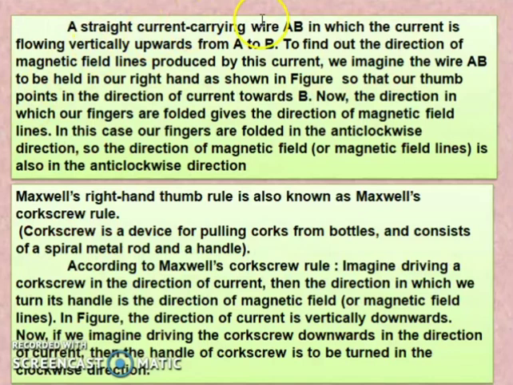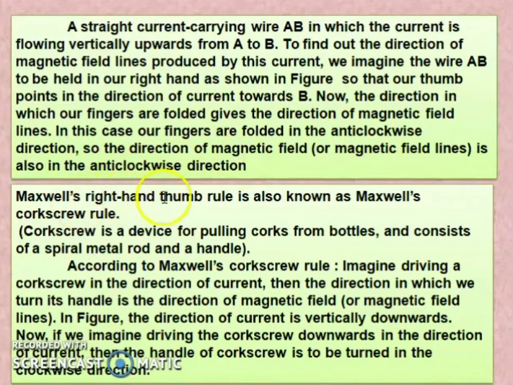So a straight current carrying wire AB in which the current is flowing vertically upward from A to B. To find out the direction of magnetic field lines produced by this current, we imagine that the wire AB is held in your right hand, as shown in the figure, so that your thumb points in the direction of the current towards B, and the direction in which your fingers are folded gives the direction of magnetic field lines. In this case your fingers are folded in the anti-clockwise direction, so the direction of magnetic field lines is also anti-clockwise.